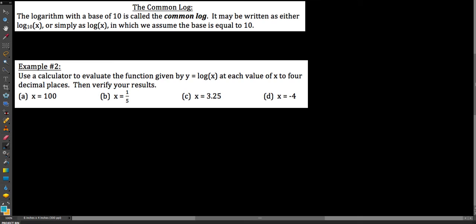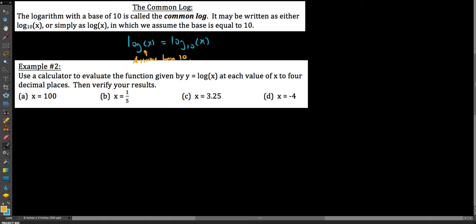So you notice I say it may be written as either log base 10 of x or simply as log of x, but we assume when we write log of x that the base is 10. So the thing that we want to have as a takeaway here is that the common log, which is the log of x, is the same thing as the log base 10 of x. It's just that we tend to not write the base here. Kind of like when we take the square root of something, we don't write a 2 on the outside to indicate it's a square root. It is just by default that thing. So whenever we see just log of something, we're going to assume base 10.